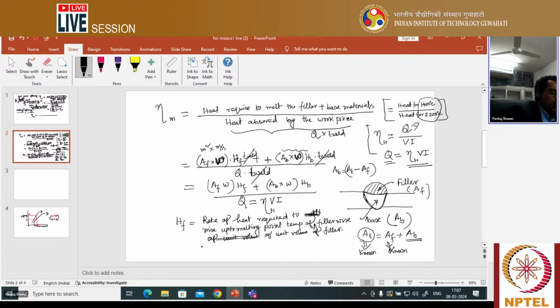Similarly, HB is what? HB is the rate of heat required to raise up to melting point temperature of unit volume of base material. What I am telling, understand? This you should keep in mind.